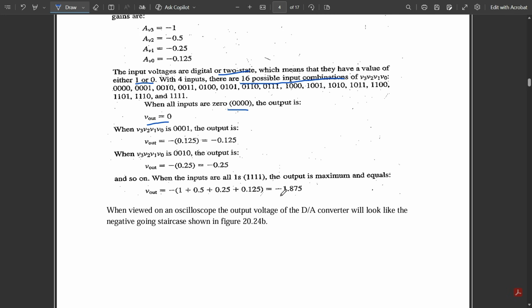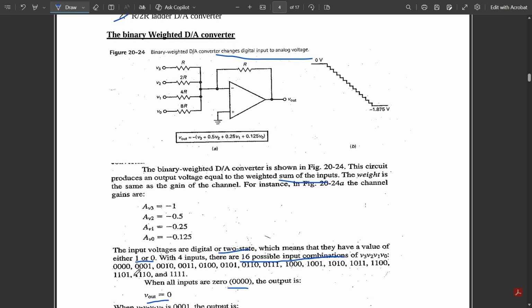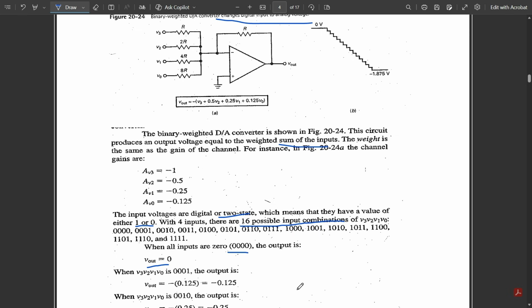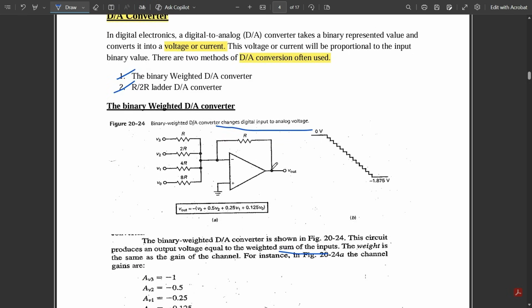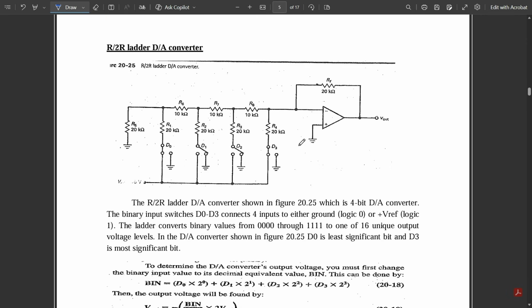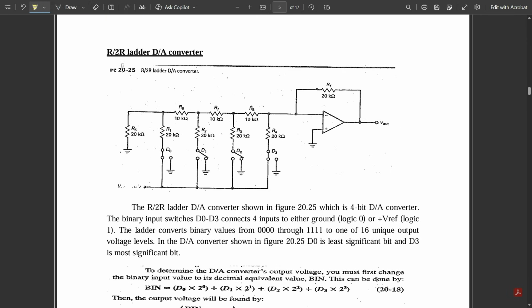Okay. So through this way, we could be converting the binary answer into the analog answer in the form of binary weighted D to A converter. Okay, this is very easy, guys. Hope you understood it. Next, let us see one more important converter.